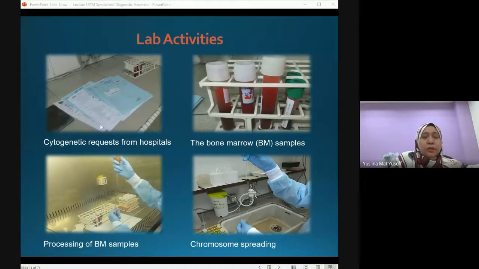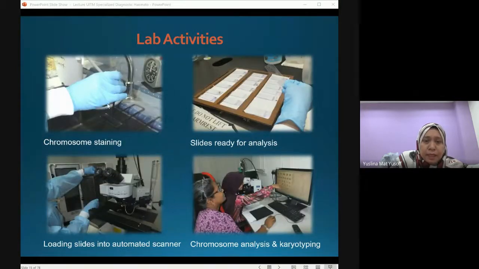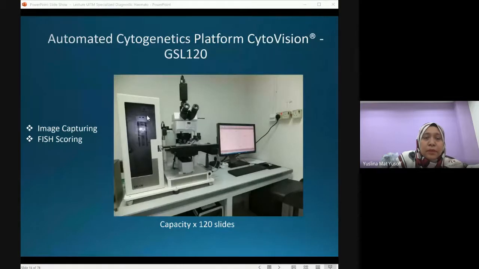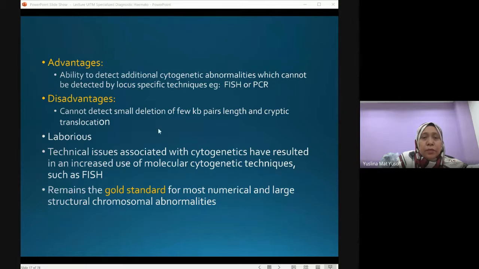We receive the cytogenetic request from the hospital. These are the samples, how they are processed in the lab: processing of the bone marrow sample, chromosome spreading, staining, and then the slides are ready for analysis. They will be loaded into the scanner, and here are the staff doing the analysis and karyotyping. So this is the automatic cytogenetics platform, the CytoVision scanner, for image capturing, and it can also be used for FISH scoring.